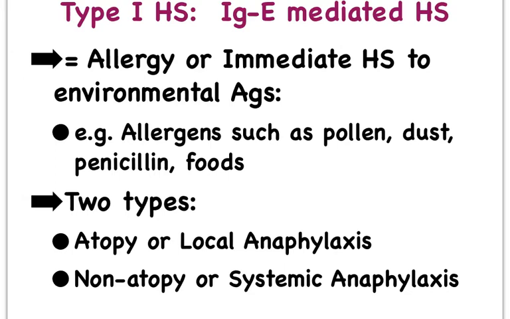In this type of hypersensitivity, allergies towards the pollen in the air or dandruff, perhaps even medications such as penicillin, foods such as peanuts, etc. Now, there are 2 subcategories. One is called atopy. The other one is called non-atopy.